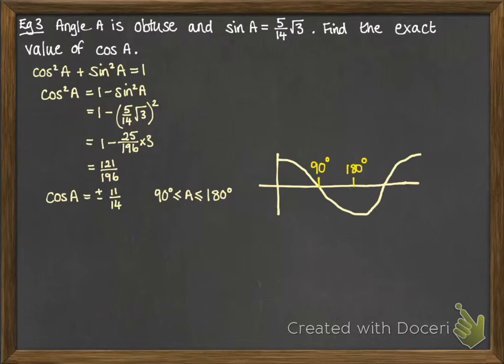So have a look at the graph. We're looking at that section between 90 and 180. In that section, the cos graph is always below the x-axis, which means that the cos values in that range are always negative. Therefore, our final answer needs to take the negative square root, so cos A will be minus 11/14.